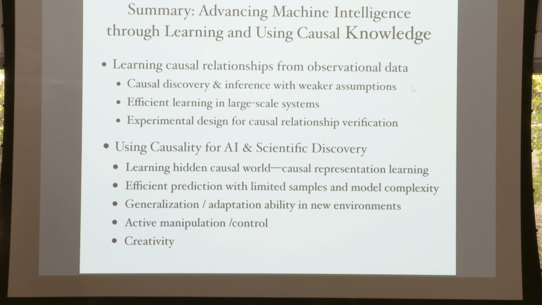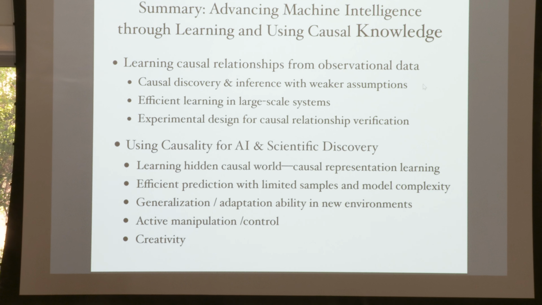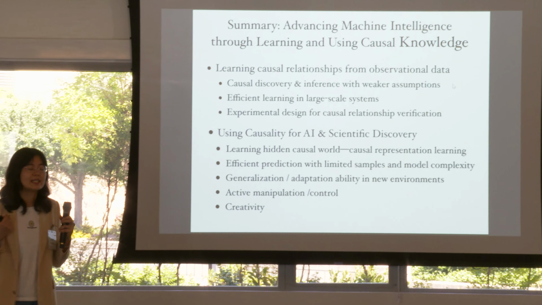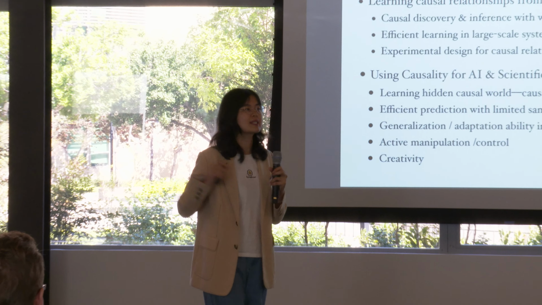Okay, great. Let me briefly summarize how we can learn and use causal knowledge to advance machine intelligence. Basically, we can say it's possible to learn causal relationships from observational data. For the next few years, we will mainly focus on how to develop a more general framework for causal discovery and inference that requires much weaker assumptions. For example, it can allow the existence of hidden world, allow selection bias in the data, allow distribution shifts, allow missing values, and so on.